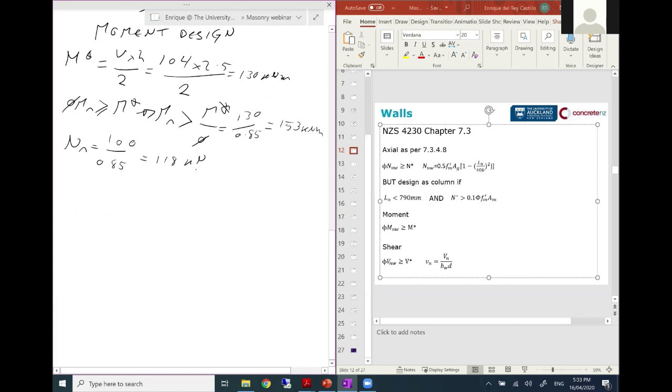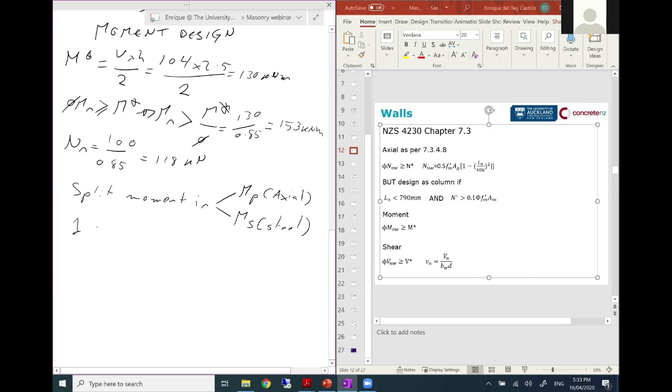Now, this is the trick that I was mentioning before. We are going to split the moment between the moment coming from the axial load and the moment coming from the steel, which is the moment capacity. It's a 4 step process.